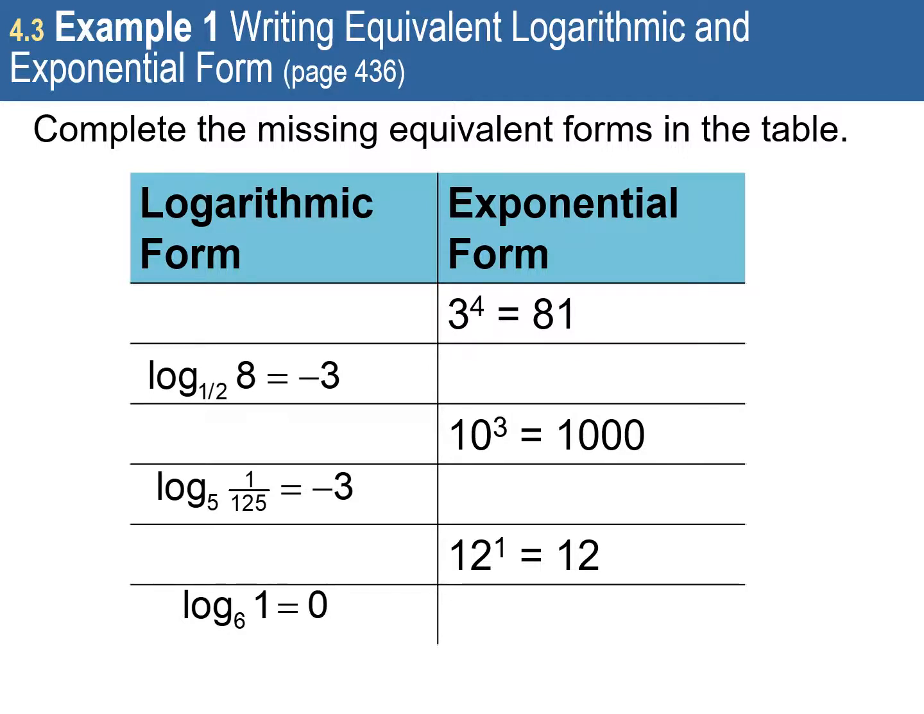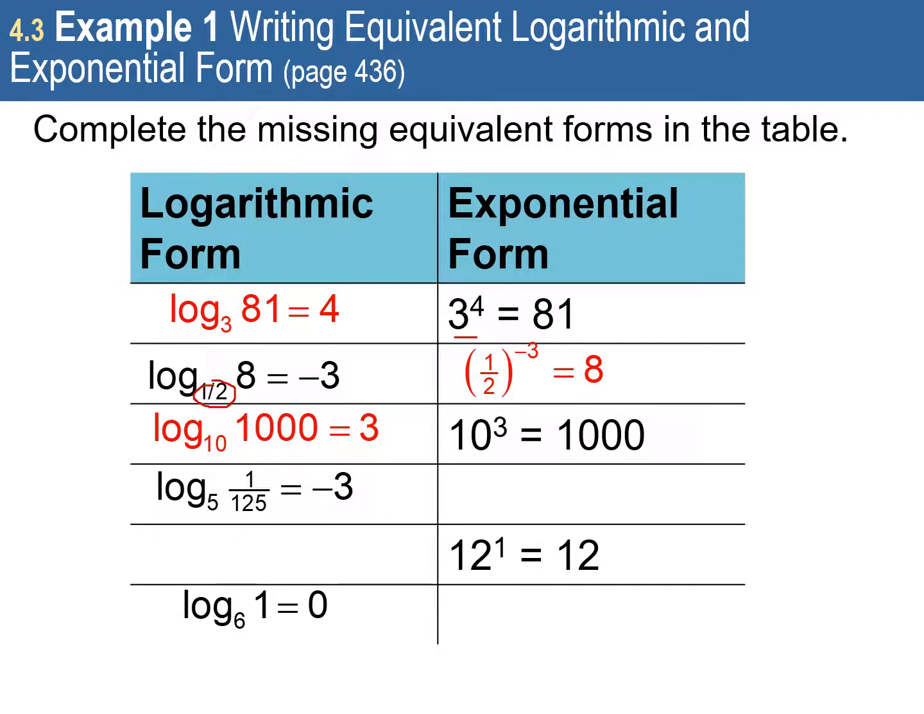All right, so 3 to the 4 equals 81. To put that in logarithmic form, that's log base 3 of 81 is equal to 4. Now, log base 1/2 of 8 equals -3 means 1/2 to the -3 is equal to 8. 10 cubed equals 1,000 means log base 10 of 1,000 equals 3.